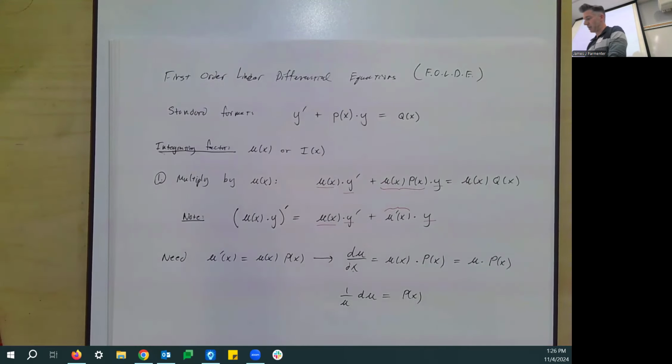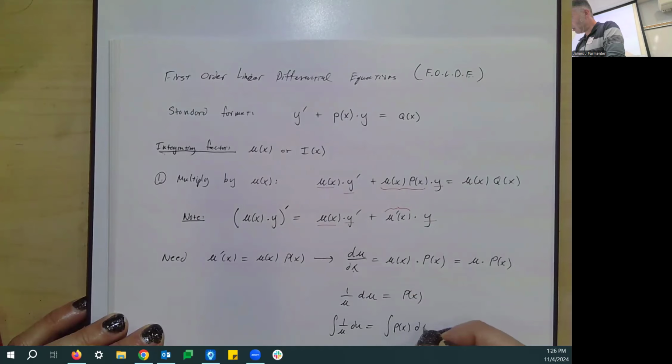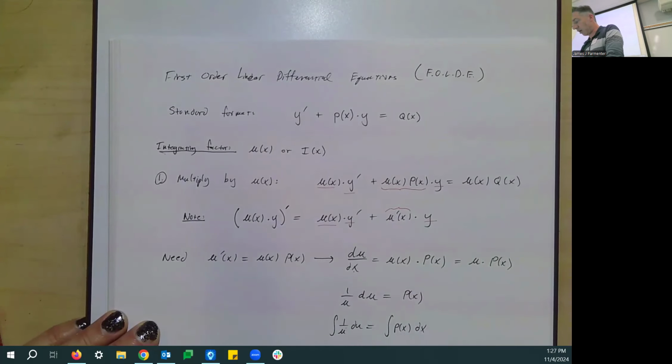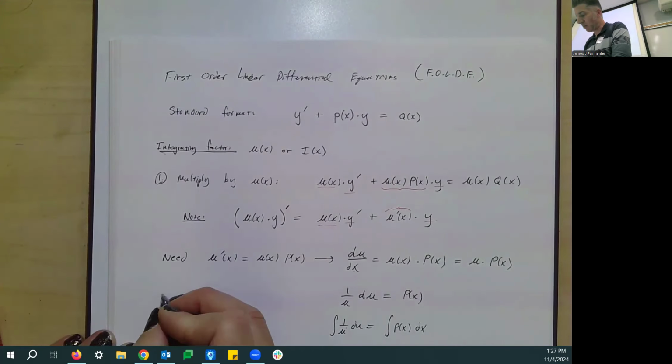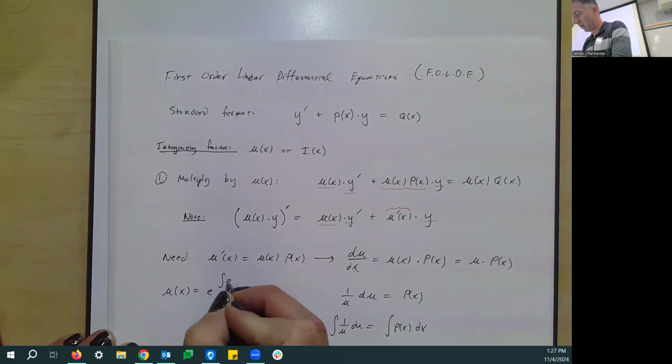We're going to integrate both sides. So the integral of 1 over mu d mu is equal to the integral of p of x dx. Integrating 1 over mu, we get the natural log of mu equal to still the integral of p of x. That integral is not going away. And finally, solving for mu, we get that mu of x is equal to e to the integral of p of x dx.